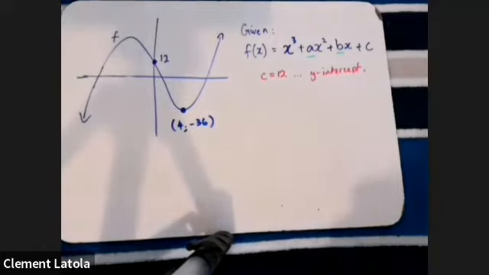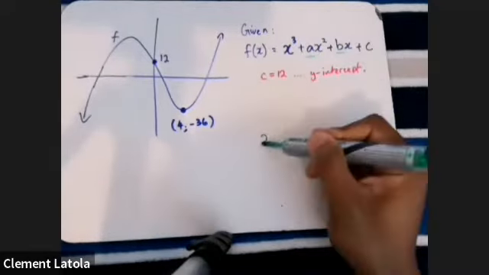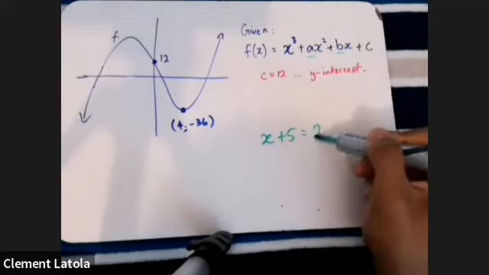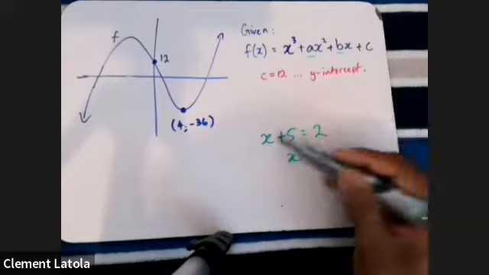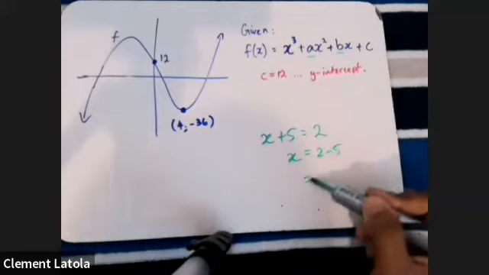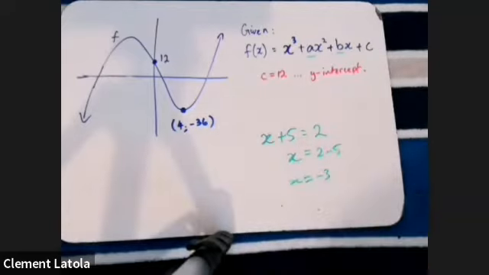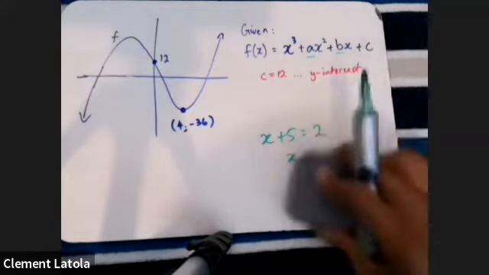Now from algebra, we know that whenever you're trying to work out two unknown variables, you need two equations. If you have one unknown, you can use one equation. For example, if I had x plus 5 is equal to 2, I could simplify this by taking the 5 across and then saying x is equal to -3. I just need one equation if there is one variable.